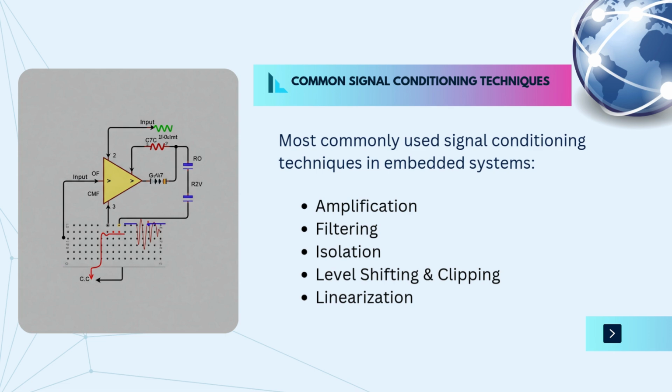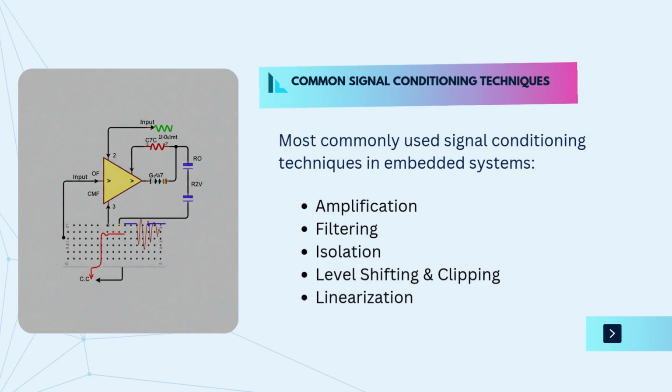4. Level shifting and clipping. Adjust voltage levels to fit within ADC limits. 5. Linearization. Applies corrections to nonlinear sensor outputs using software or analog components.